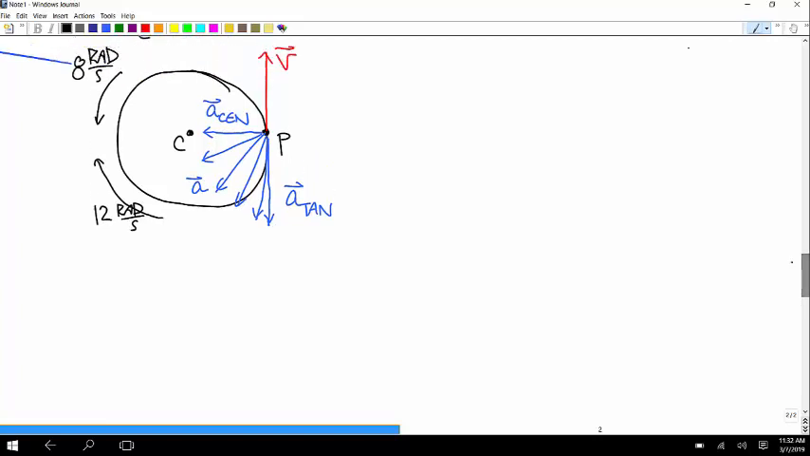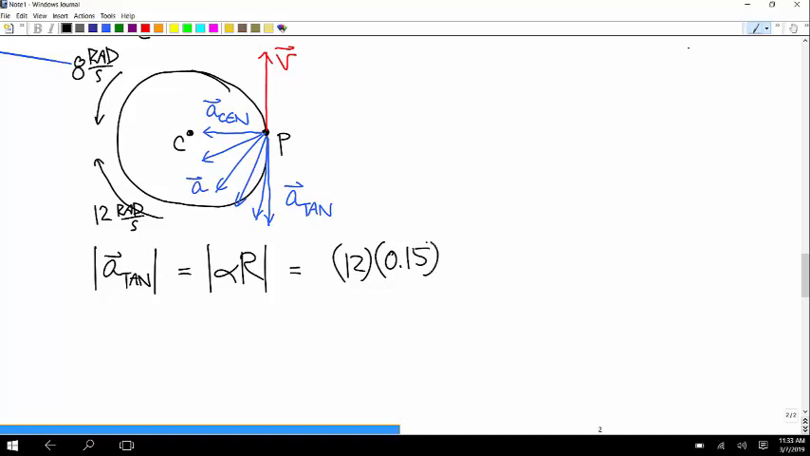Okay, so we just have to calculate tangential and centripetal separately and add them together. So the magnitude of the tangential acceleration is alpha r, and that's 12 times 0.15. And that is 1.8. And from inspection, we know that the direction is in the negative y direction. So the tangential acceleration vector is 0, negative 1.8.